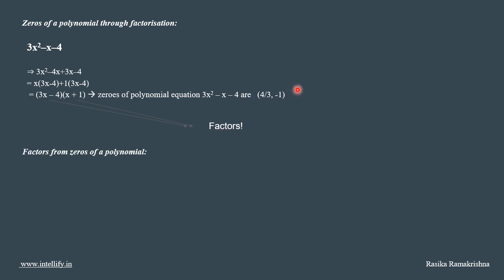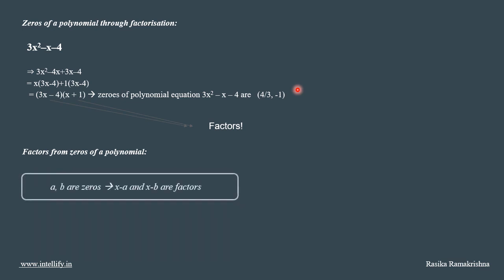So given the zeros of a polynomial, can you find its factors? Well, the answer is pretty simple, right? Because if a and b are the zeros, then x minus a and x minus b are going to be the factors. You can verify this fact, but here if you want to just understand it on an intuitive level, look at this step. If you know that 4 by 3 and minus 1 are the roots of the polynomial, then obviously you know that the polynomial can be expressed as x minus 4 by 3 times x plus 1, right? Think about it for a while, it will make sense.